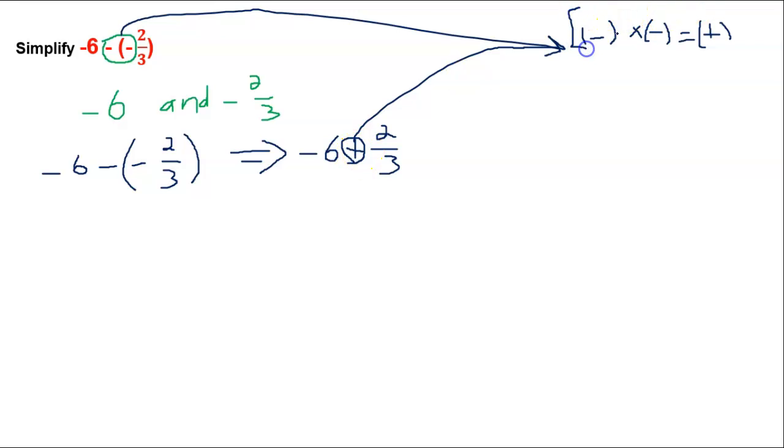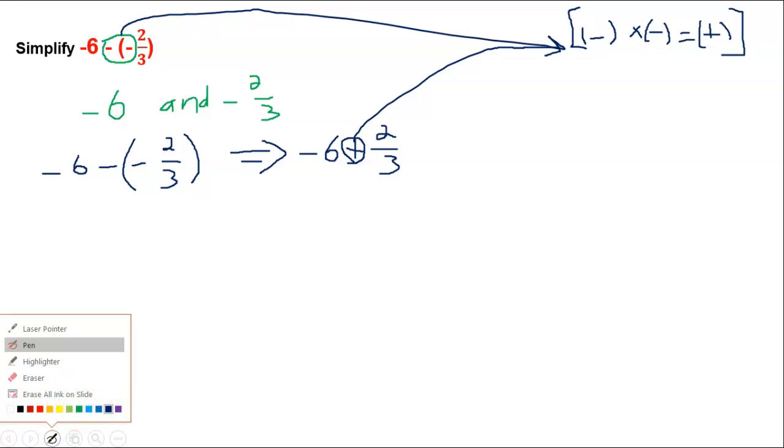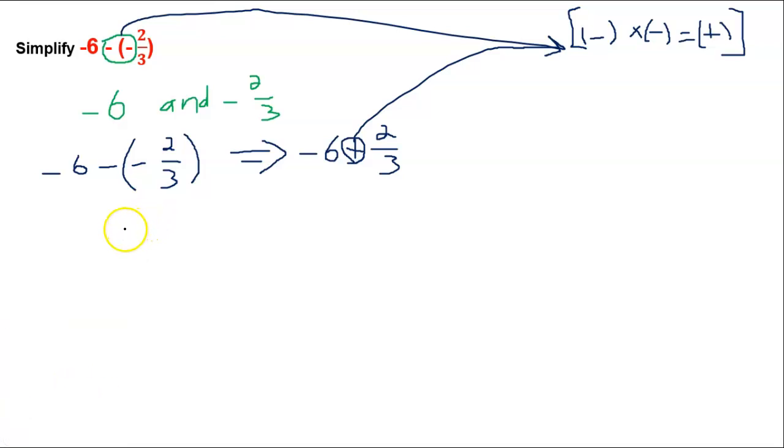Good. Now we have negative 6 plus 2/3, so the signs are now different, so we need to subtract and keep the sign of the larger number. So we need to say 6 subtract 2/3.